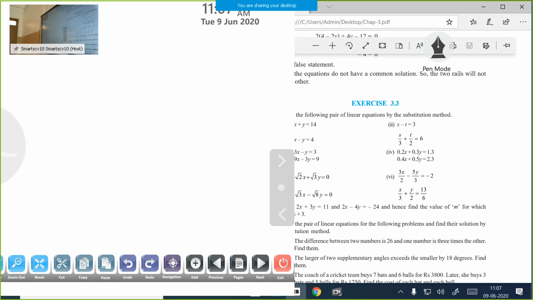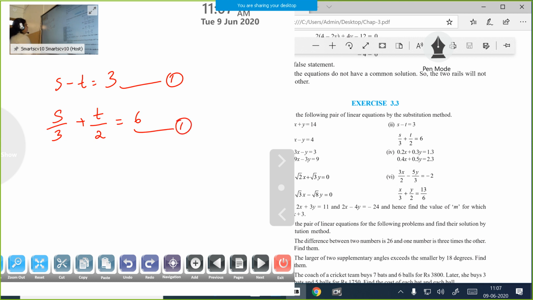Next question, write the next question. The first question is already done, that is x plus y is equal to 14 and x minus y is equal to 4. Second question: s minus t is equal to 3 and s by 3 plus t by 2 is equal to 6. This is the first equation, second equation.